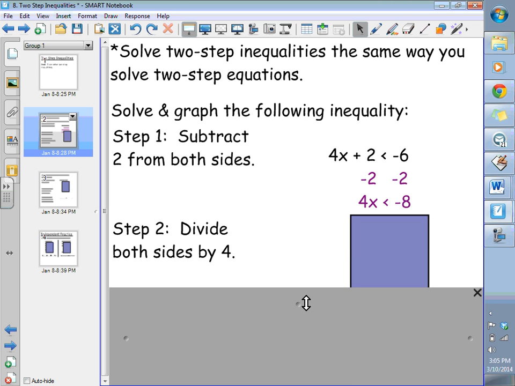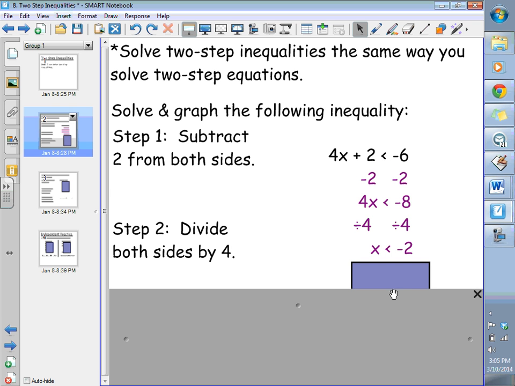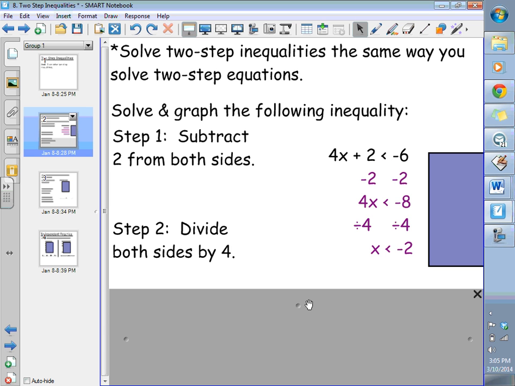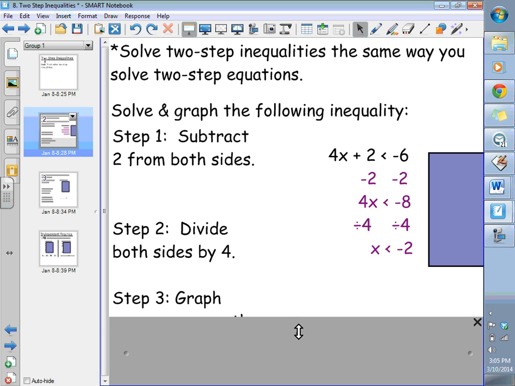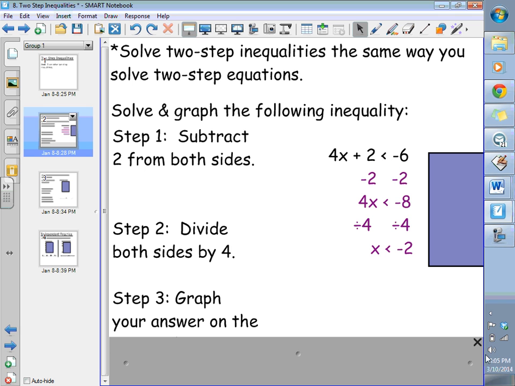Our next step is that we divide both sides by 4. So we get 4x divided by 4 and negative 8 divided by 4. So we get x is less than negative 2. Then we graph our answer on the number line.